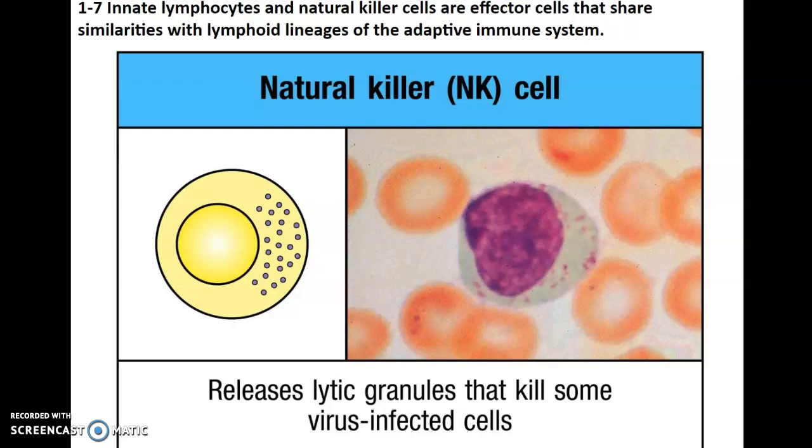So one of the cells that may come to help would be a natural killer cell. Natural killer cells are myeloid lineage, but I'm sorry, they are lymphoid lineage, same as the B cells and T cells, but they are part of the innate immune system in that they have granulocytes that they will release.